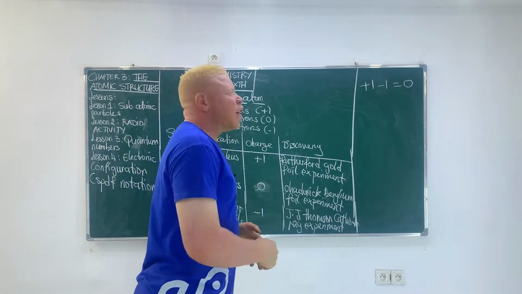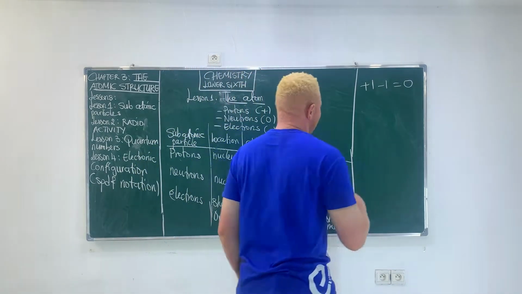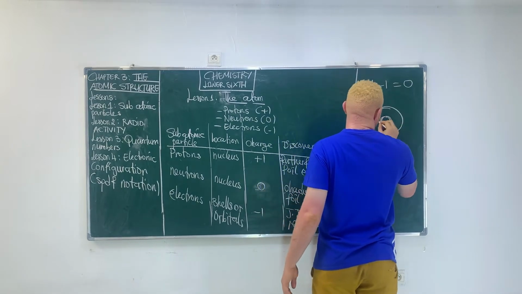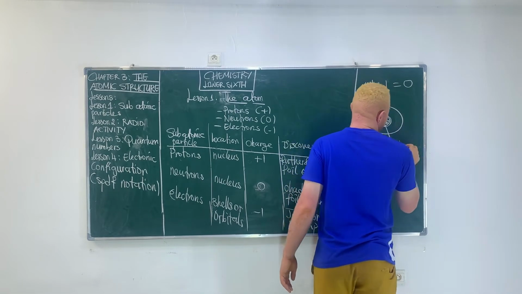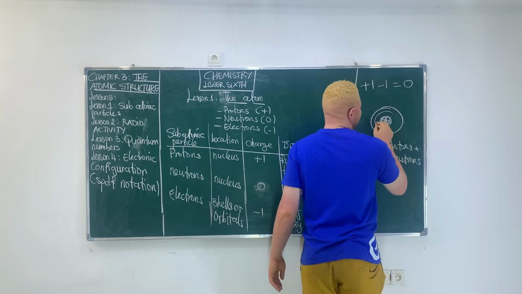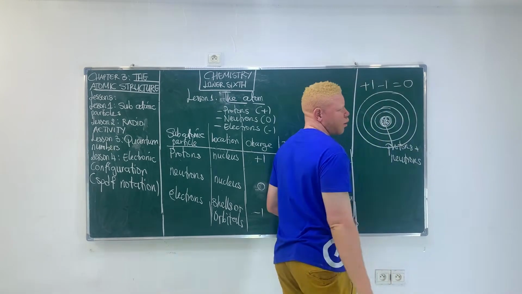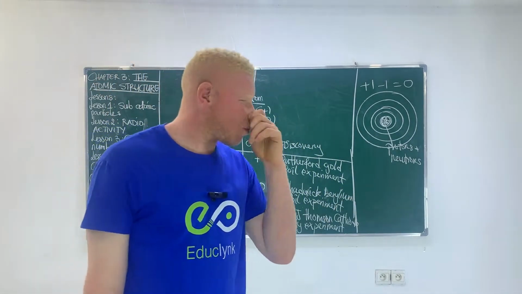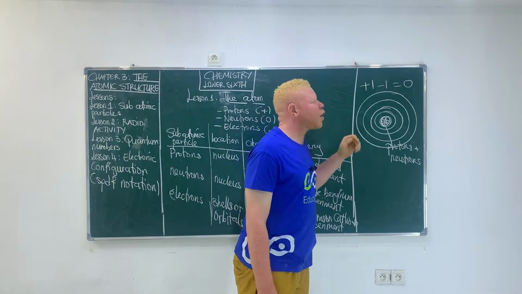According to Niels Bohr's proposition, an atom can be denoted as follows. We have the nucleus. In the nucleus, you have protons plus neutrons. Then the electrons are found in the shells rotating around the nucleus. So this is the Bohr model of the atom, which was different from the J.J. Thomson model.